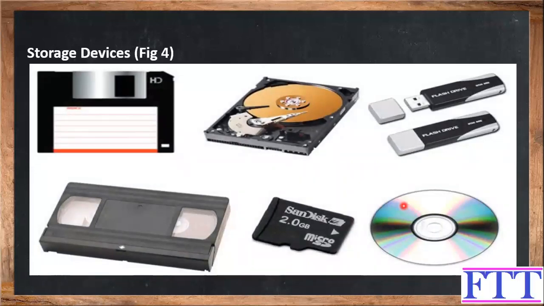Examples are a floppy drive, a hard disk, a pen drive, a tape, a CD, or a small card. So these are the storage devices. In a floppy we can store either 1 MB, maximum 1.5 MB. Beyond this we have the hard disk. Now hard disks are available in the terabyte range.